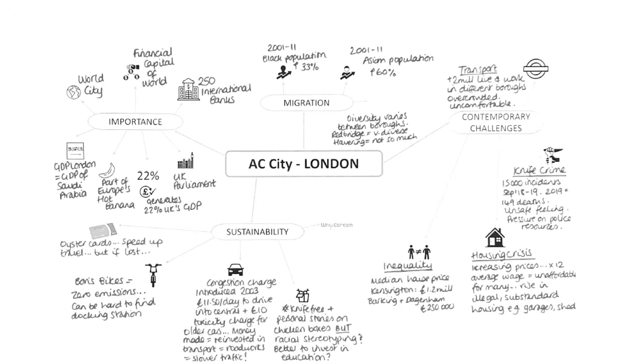Then you've got the Boris Bikes or the Santander cycles, which is where people can hire a bike from different stands across the city. They're zero emissions as they cycle on their bikes, and then they can put them into another docking station elsewhere in the city. However, you have to find the docking stations. They can be quite hard to find. Some of the bikes are broken.